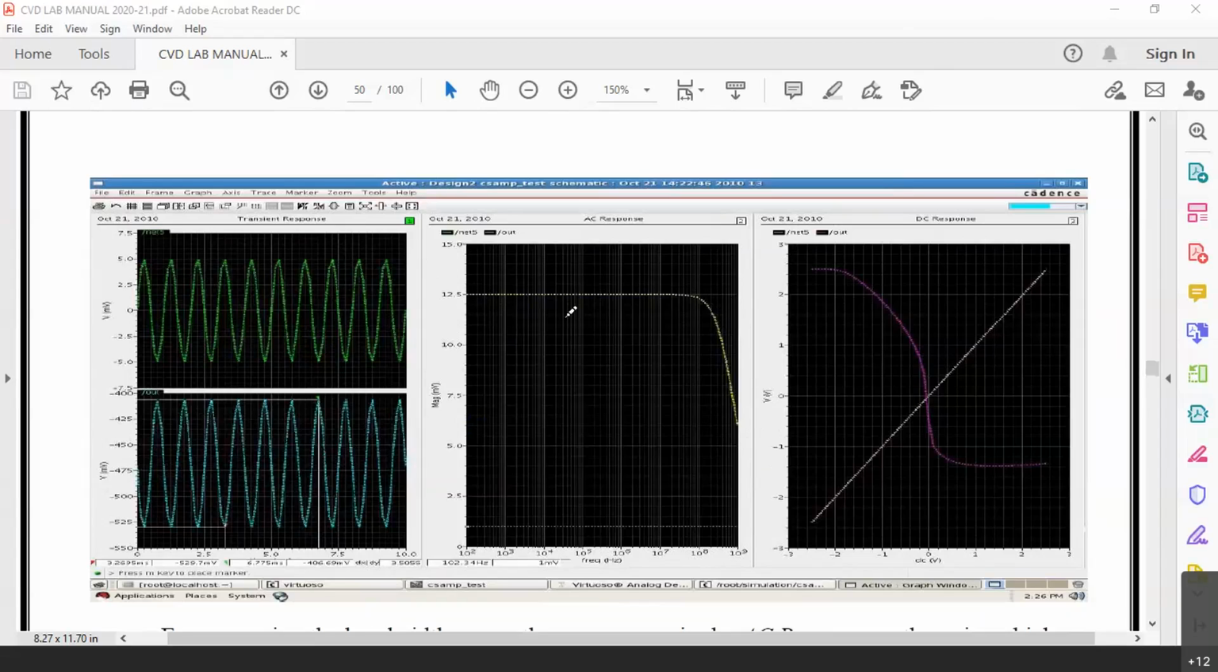Wherever the mouse is showing that 12.5 into 0.707, if you keep your mouse there, the Cadence tool is going to show you the amplitude and the frequency, both. Now that frequency is the upper cutoff frequency for this amplifier. That can be taken as the bandwidth. That is one method. There is another method. Let me show you another method.